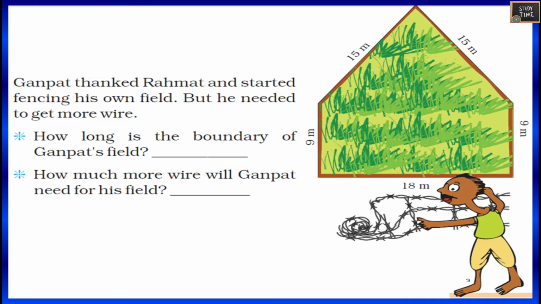Next, Ganpat thanked Rahmat and started fencing his own field, but he needed to get more wire. So how long is the boundary of Ganpat's field? Let us calculate the boundary. So it is 15 plus 15 plus 9 plus 18 plus 9. So totally it is 66. 18 plus 18 is 36, and 36 plus 30 is 66. So the boundary of Ganpat's field is 66 meter.